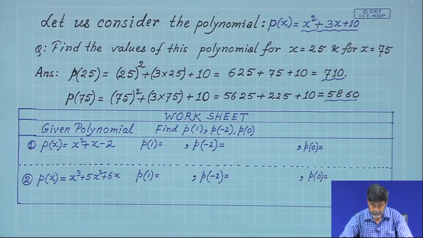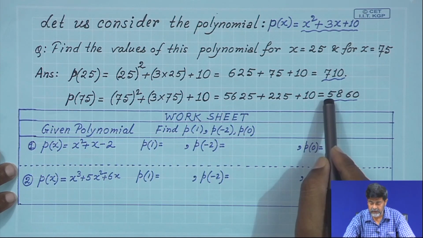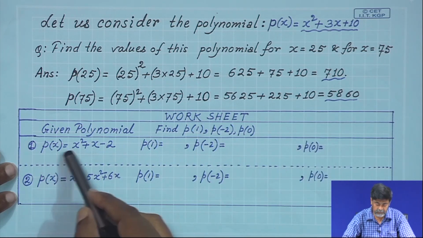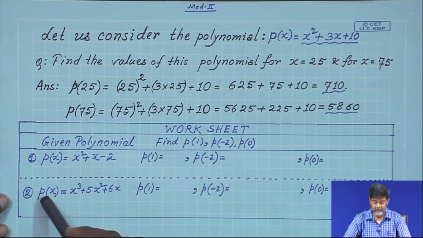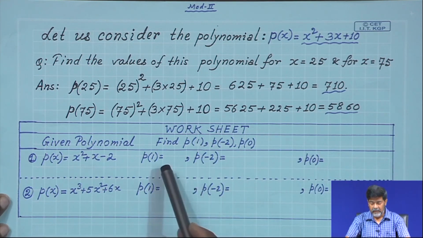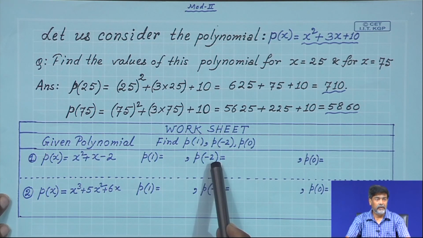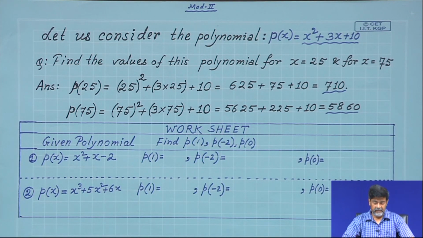Now, the value of p(75) has been found out to be 5860. Now, I am giving some polynomials, and the short notation p(x) is being used. Now, calculate the values of p(1), p(-2), etc. Do you have any rough sheet there? Yes, sir. Just calculate and tell me the different values.